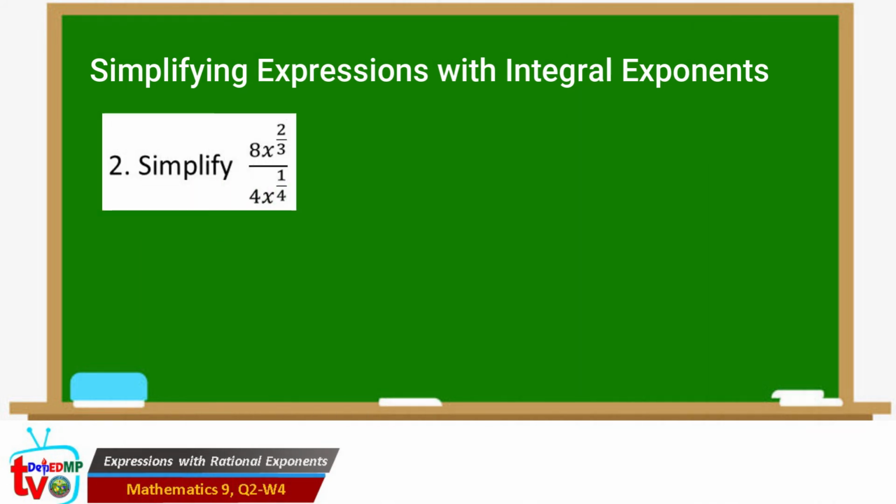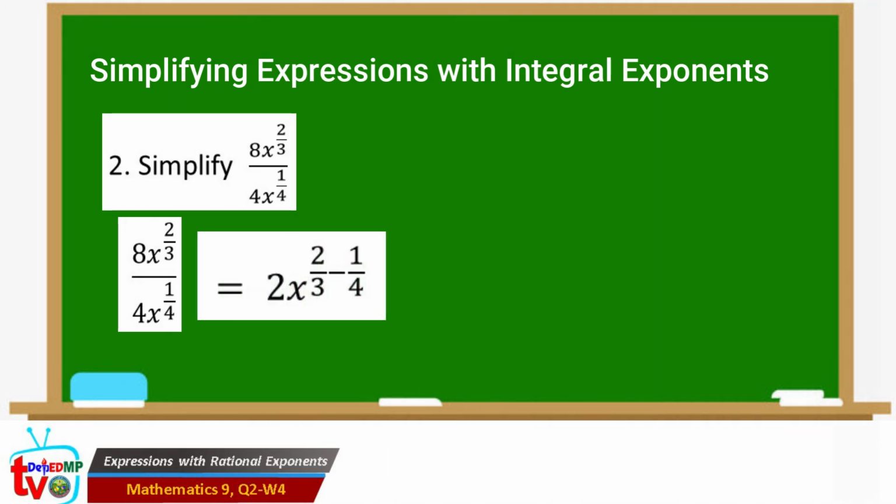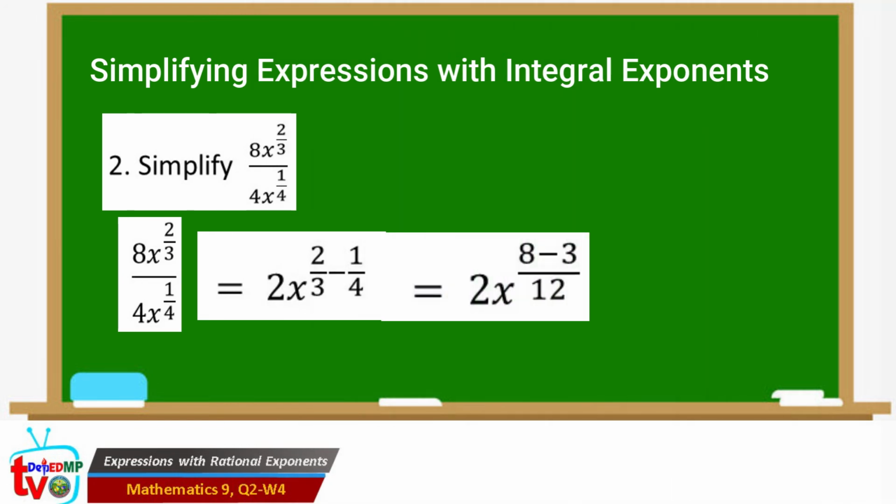Second example, simplify 8x raised to 2/3 over 4x raised to 1/4. The operation is division, so we will subtract the exponents. Since the least common denominator of 3 and 4 is 12, the simplified expression is 2x raised to 5 over 12.